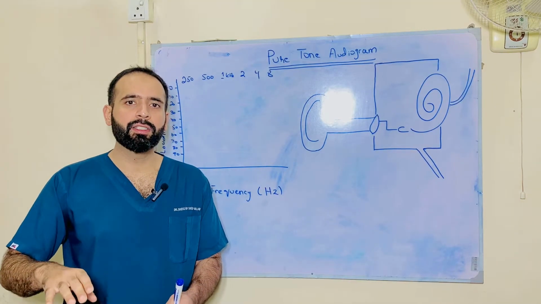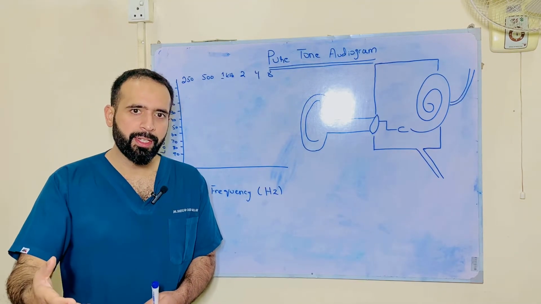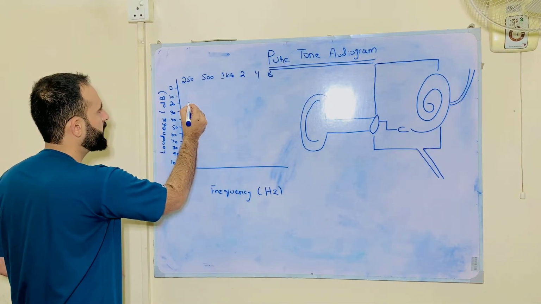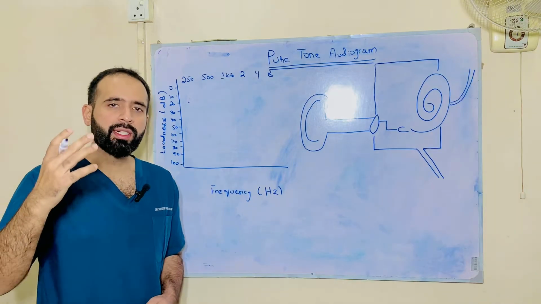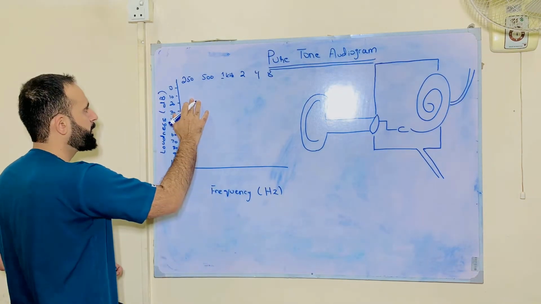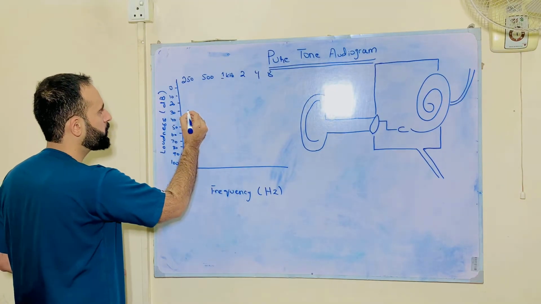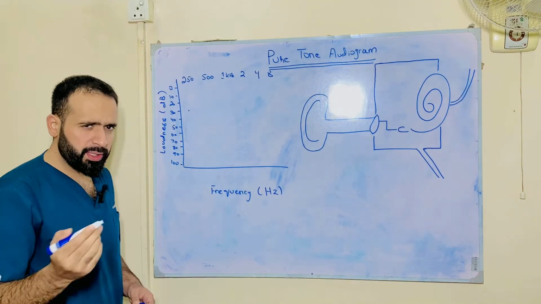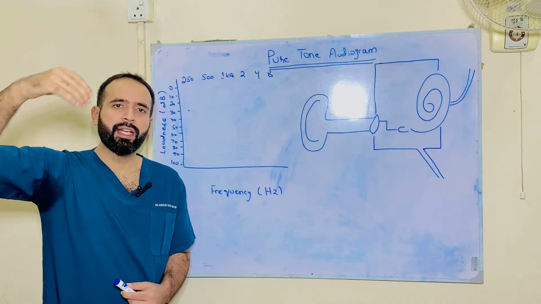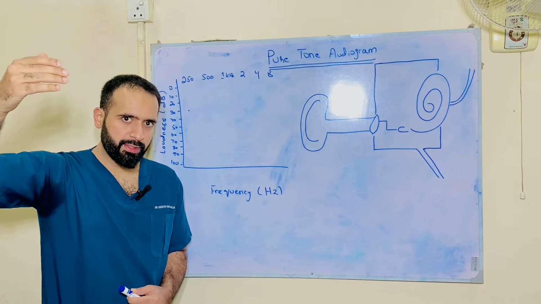And again, I ask my patient, did you hear the sound? If the patient says yes, I mark a point here, which indicates that the patient has heard 250 Hertz at 20 decibels. If the patient says no, then again I will increase my loudness to 30 decibels. So this is the basic principle. I will take one fundamental frequency at a time and present it at different loudnesses.